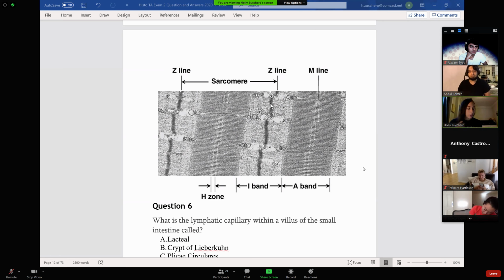Okay, I tracked it down. The I band is the one that will get smaller, because it's the Z lines that are coming in closer to each other. Does that help? Yes, thank you. I think the H remains the same, and the I band would be the better answer. Even if the H zone does get smaller, it would probably be a lot less compared to the I band.